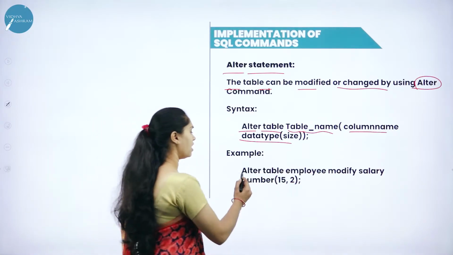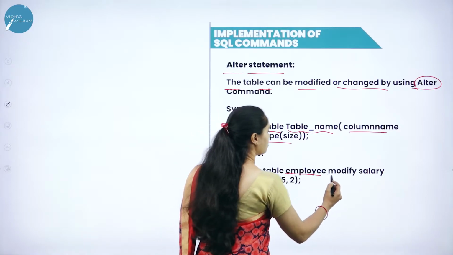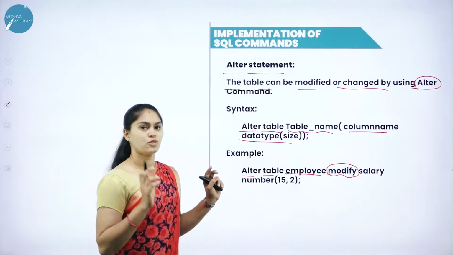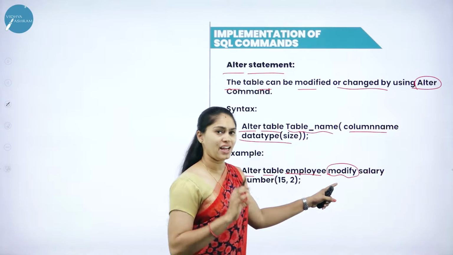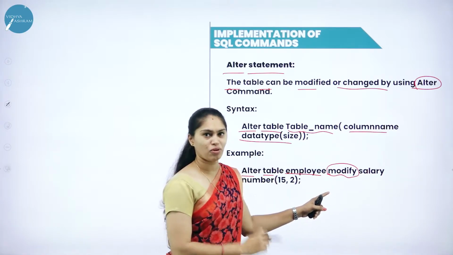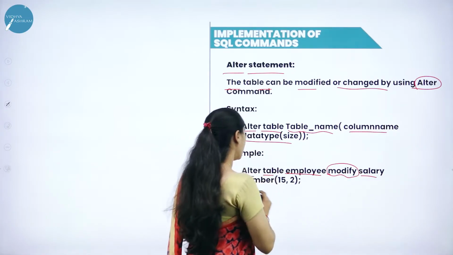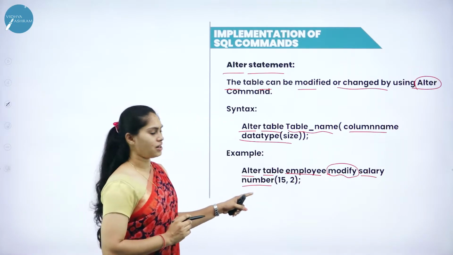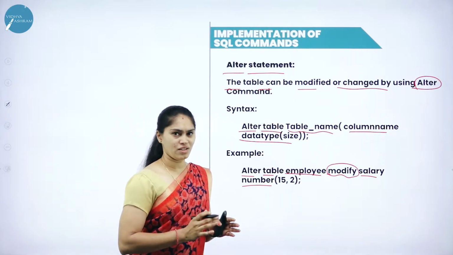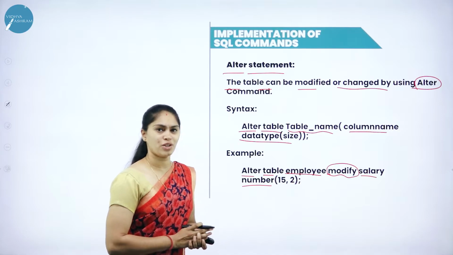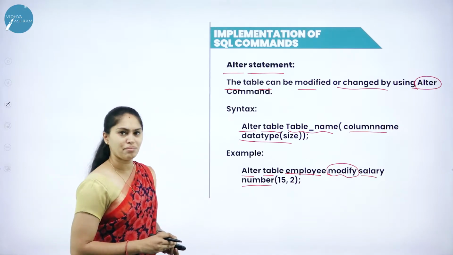So you can see here, alter table employee modify. Remember here, we are going to use a keyword called modify in order to alter the schema of a table. So we are taking salary and its data type is number of size 15,2. Okay, this is how we are going to use the alter statement in a table.